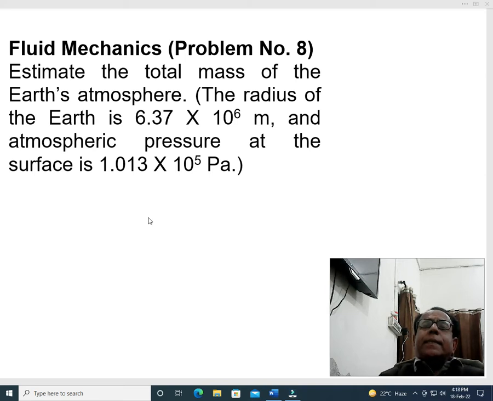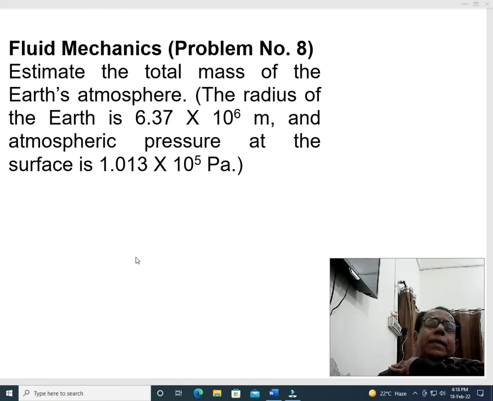Hint, or in other words, given data, which is a constant value and can also be found from concerned tables given at the end of a textbook, usually in appendix form.